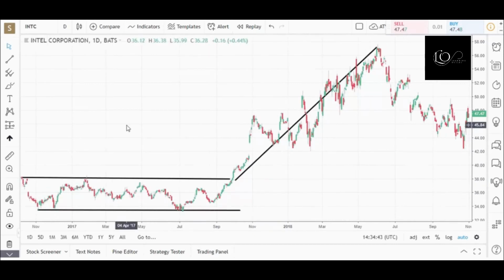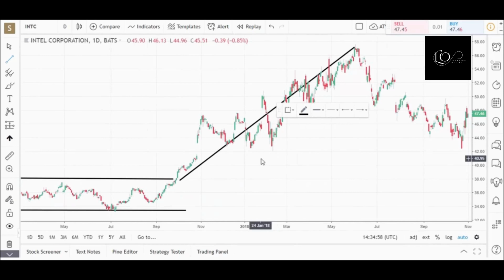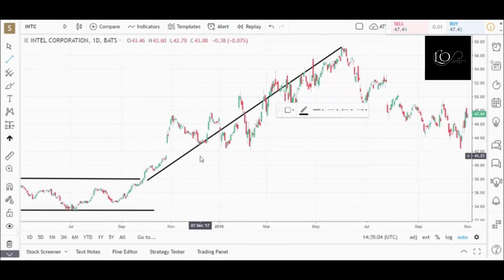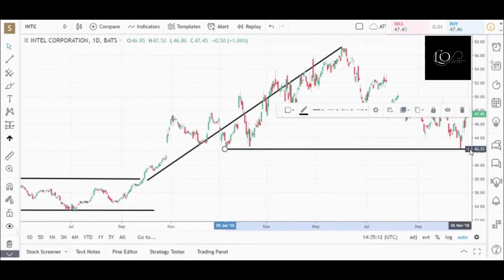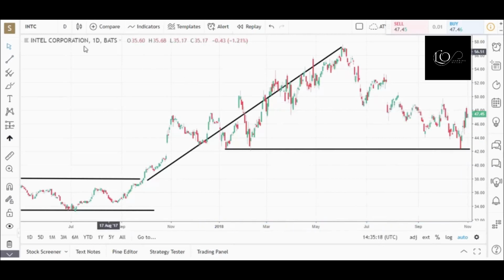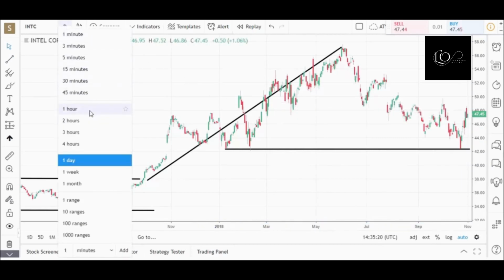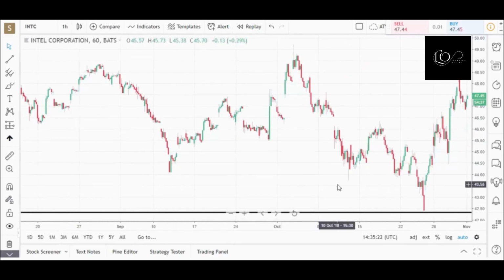Now let's take a look a little closer in time. So we're going to use multiple time frame analysis to look at how we might want to trade Intel today if we were going to enter the stock. So we have those support and resistance levels in the past, and now the stock is trading higher, so we have a support level just above 42 that we'll draw in, and then we're going to zoom in to an hourly chart. And here we can see that there are support and resistance levels on the hourly chart as well.